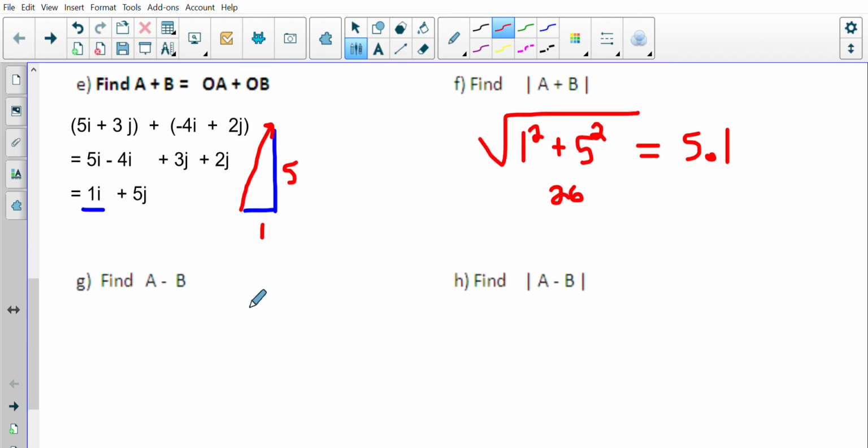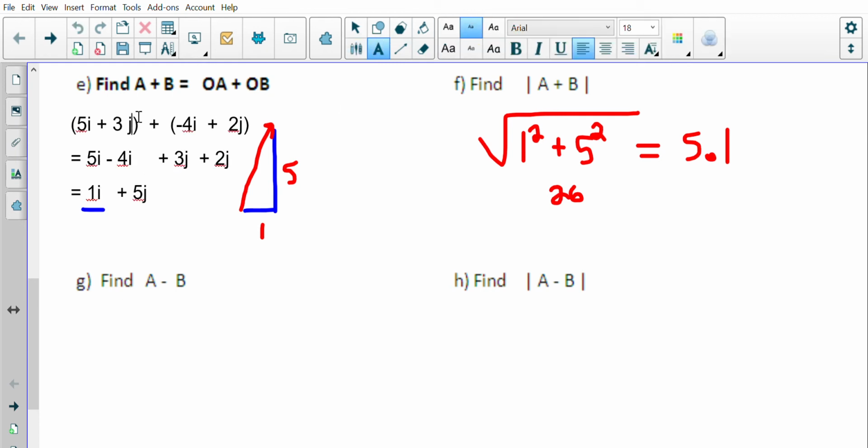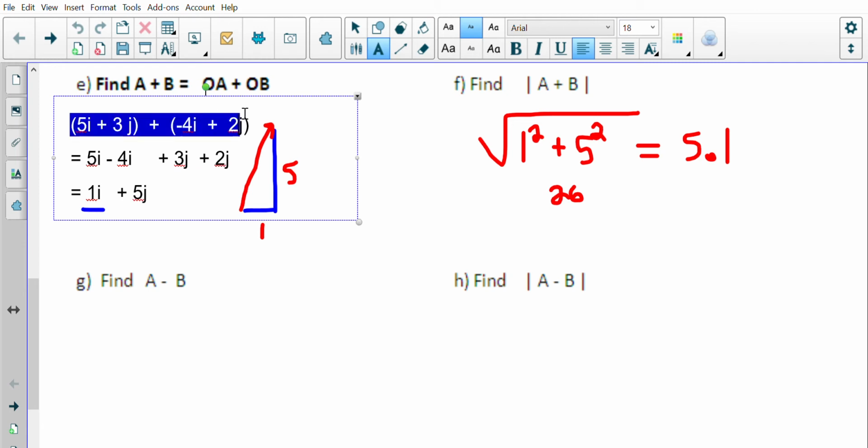Now we can also look at A minus B. And again, it's just like using polynomials, where, let's see if I can steal this.